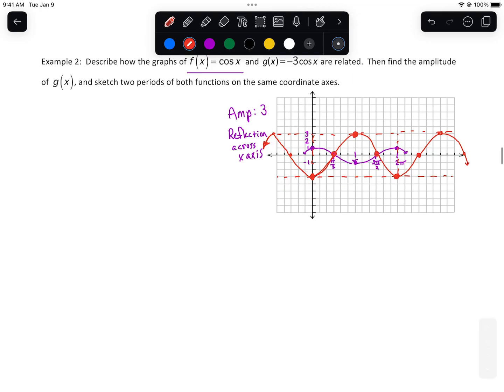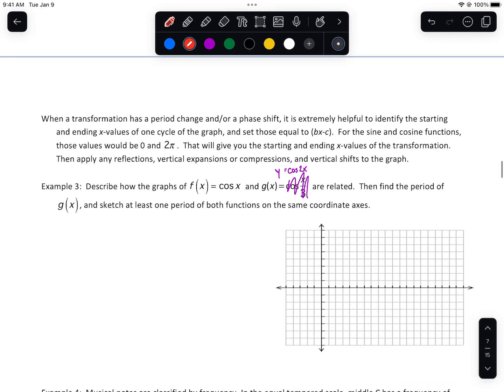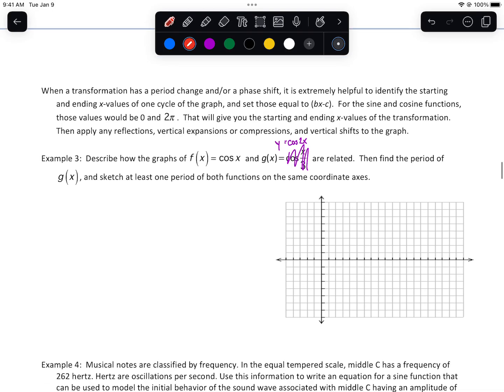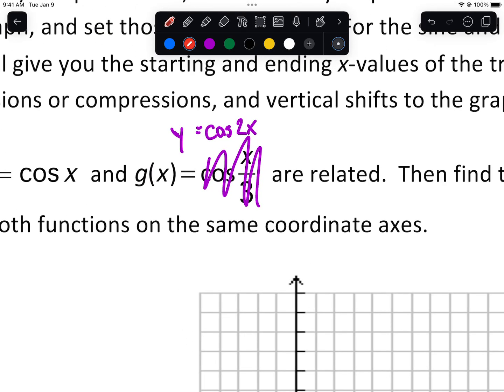All right, let's keep it going here. Let's start messing around with the periods and the phase shifts and stuff like that. So coming up here, you got this one here. I wanted to change it. We'll do one with a denominator in just a second, but I want y'all to change that to y equals cosine of 2x, just so we can see how that's going to affect things.